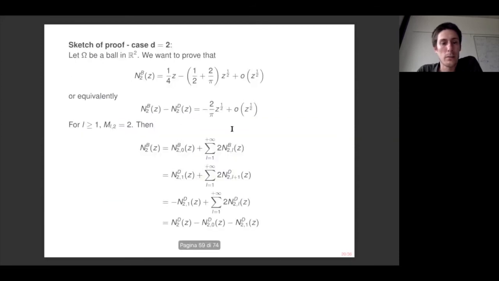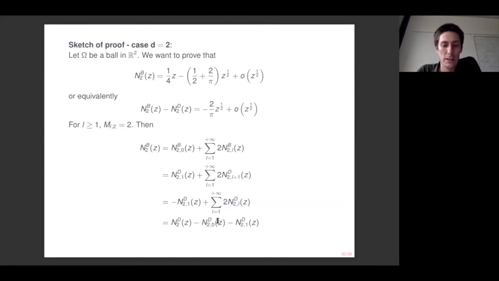So let's see how the proof goes in dimension 2. The proof in dimension 2 is quite simple, since in this case the multiplicities are constant whenever L is greater than or equal to 1 and always equal to 2. So this is the claimed second term, which, as we pointed out, can be restated in this way. The proof is nothing more than rewriting the buckling counting function as a Dirichlet counting function by shifting the index of the angular momentum, and recovering this equality here.